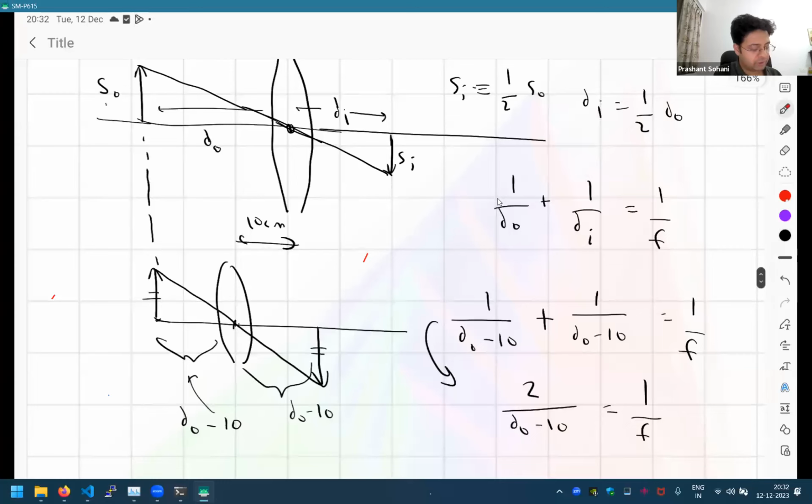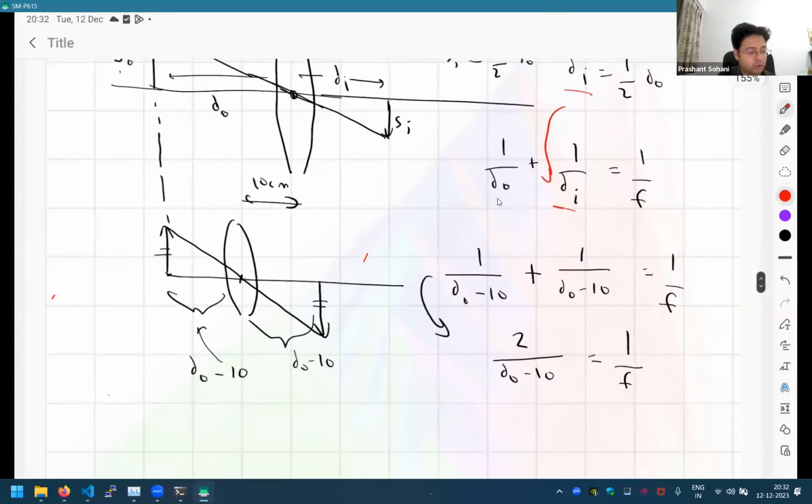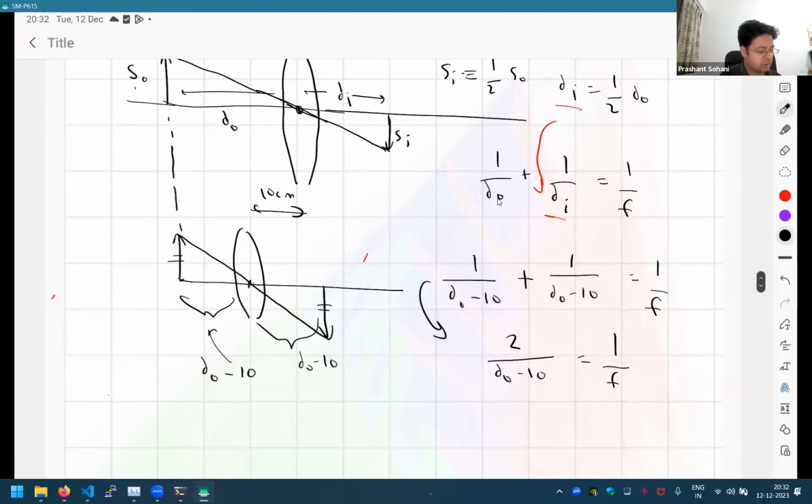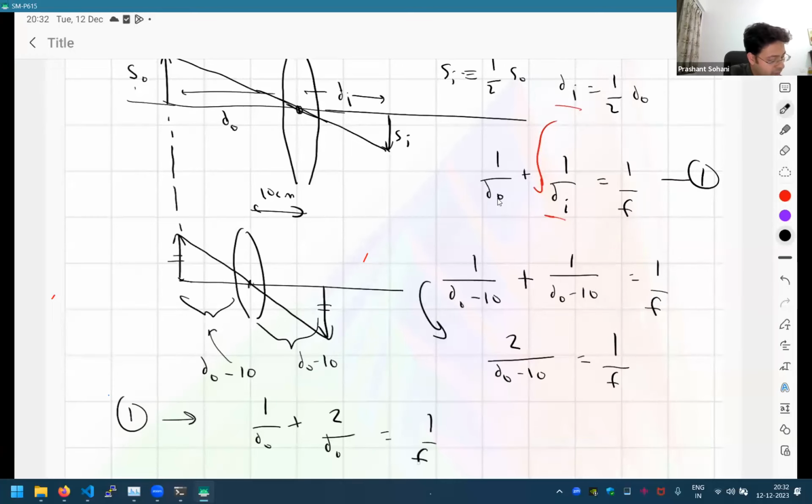So in this equation where we had DI, it can be replaced by half of DO. So now you see again we have a situation of two unknowns and two equations, so we can solve it. What is the first equation going to give us? First equation is going to give us 1 upon DO plus 2 upon DO, right? So 1 upon DI will become 2 upon DO, is equal to 1 upon F.